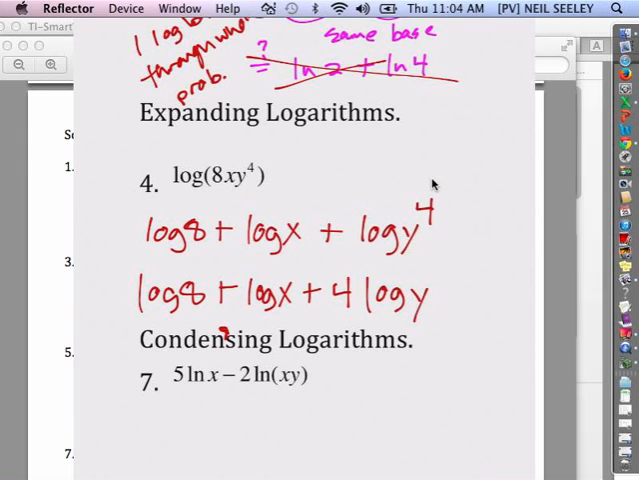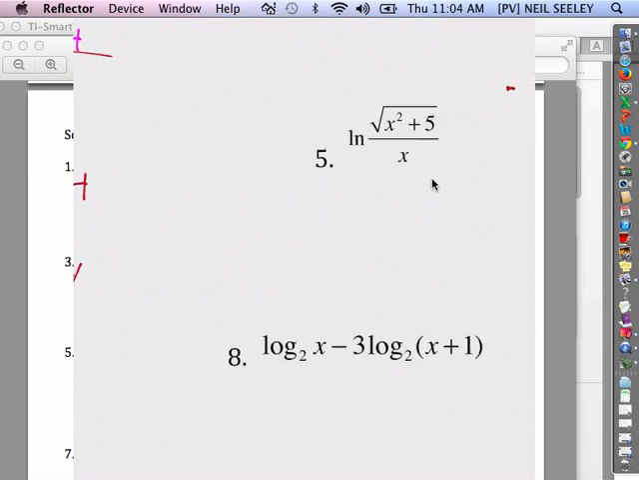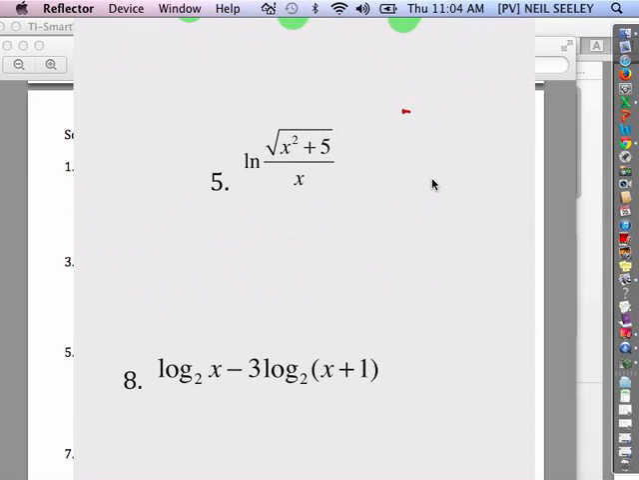Like that. 4 log y. Next one. This one is a quotient, dividing things. So you take, hey, it's natural log, by the way. So you keep the same base when you expand. We've learned the lesson on that one. Don't change the base.